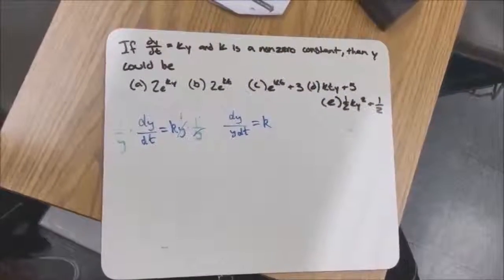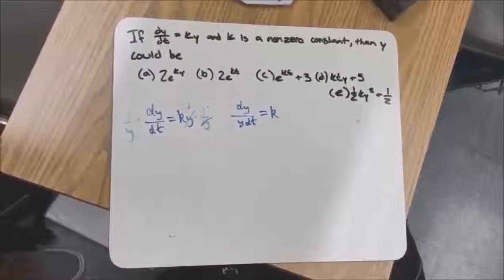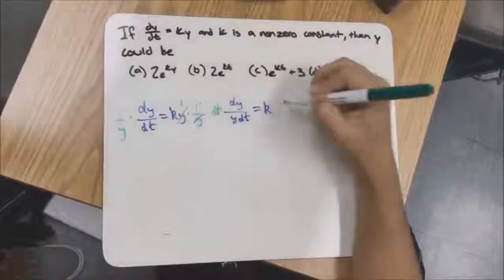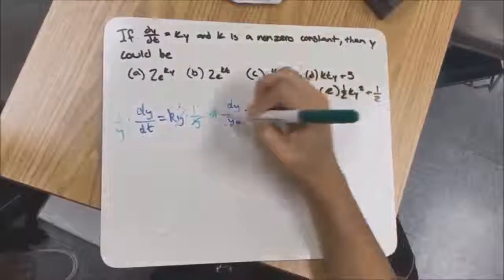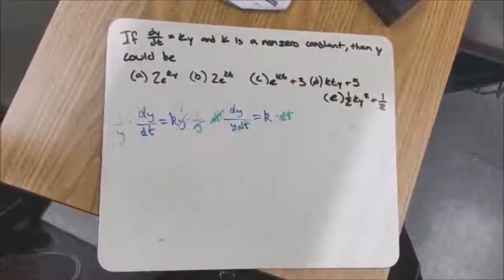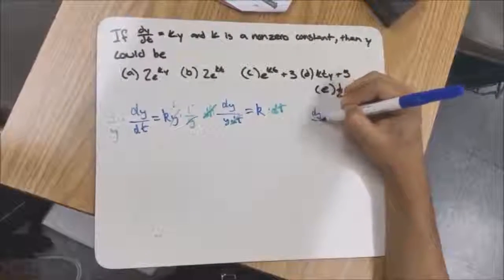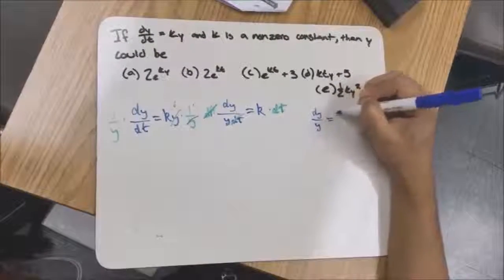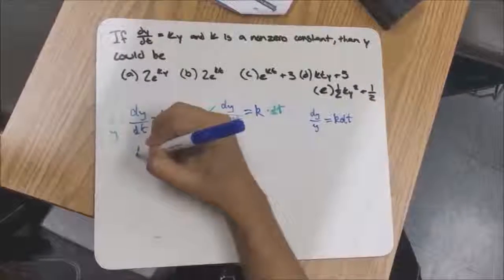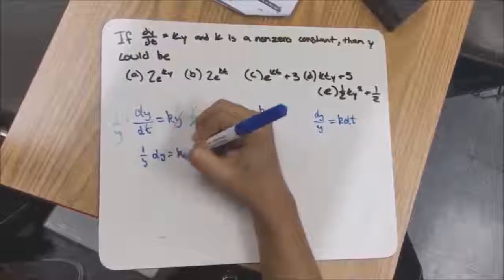We then must multiply both sides of the equation by dt. So let's go ahead and do that. Times dt, times dt. And from this side of the equation, we can cross out dt. And we end up getting dy over y equals k dt. We can also write this as 1 over y dy equals k dt.